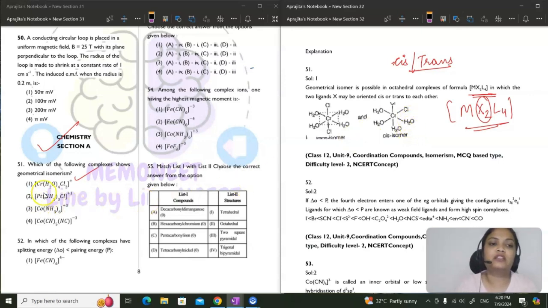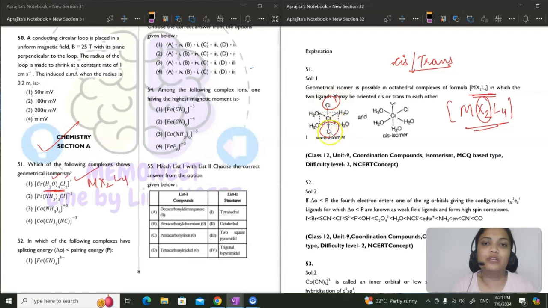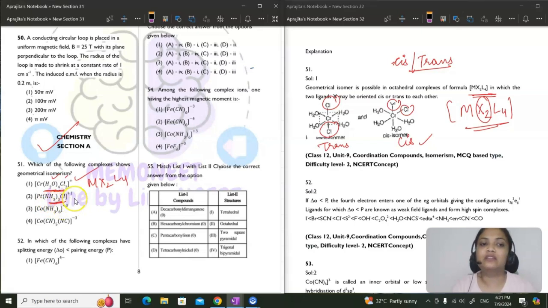In this question, the first option is an octahedral complex of the MX2L4 type, with 4 H2O ligands and 2 chlorine. Here the 2 chlorines are trans to each other, this is the trans isomer, and here the 2 chlorines are cis to each other. So yes, this one shows geometrical isomerism. Next one is tetrahedral, and tetrahedral complexes do not show this isomerism. Here three ligands are similar. Then here all the ligands are the same, so it will not show geometrical isomerism. In the fourth one also, five ligands are the same, so it is also not showing geometrical isomerism. So the answer will be option number 1.